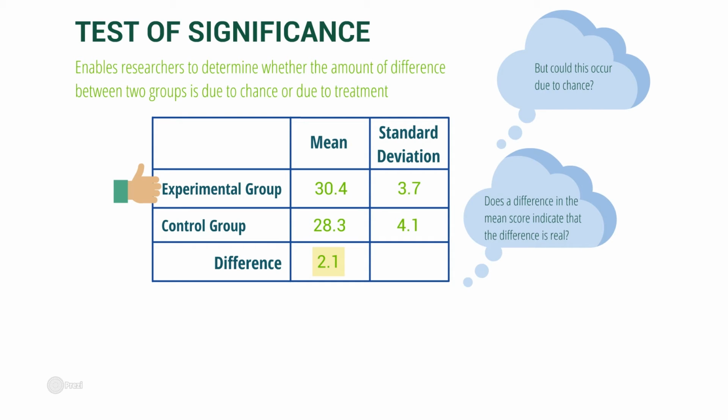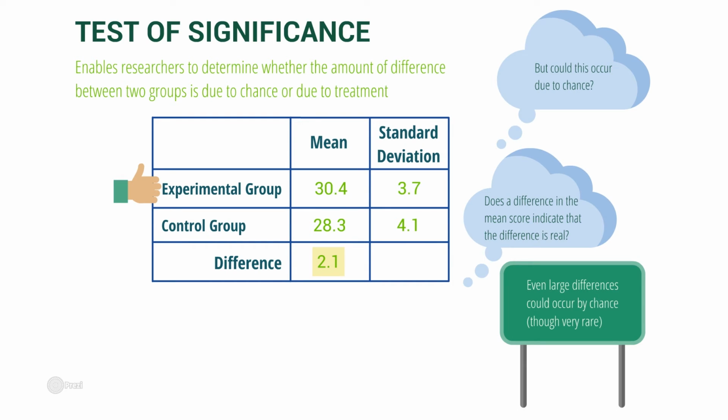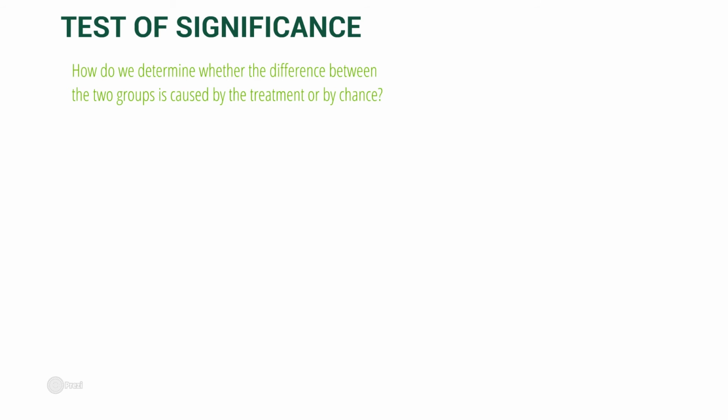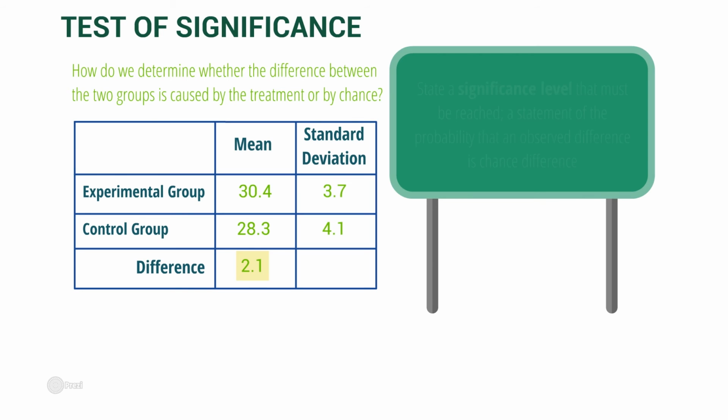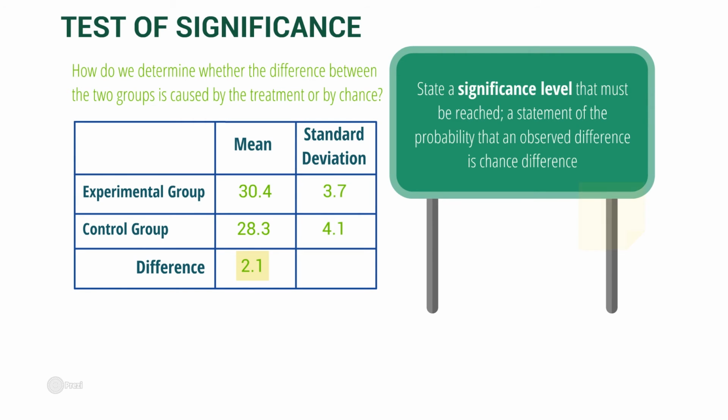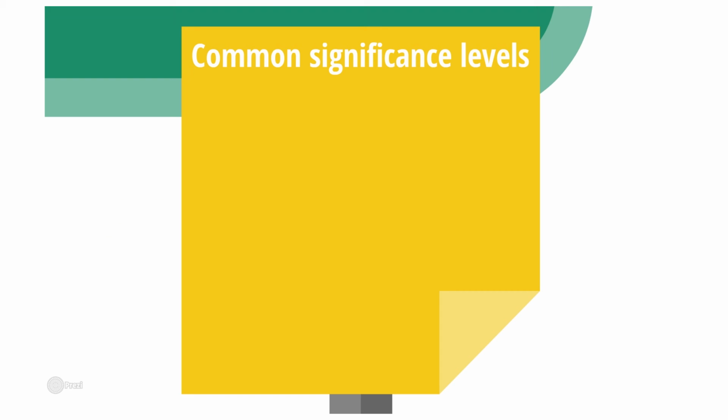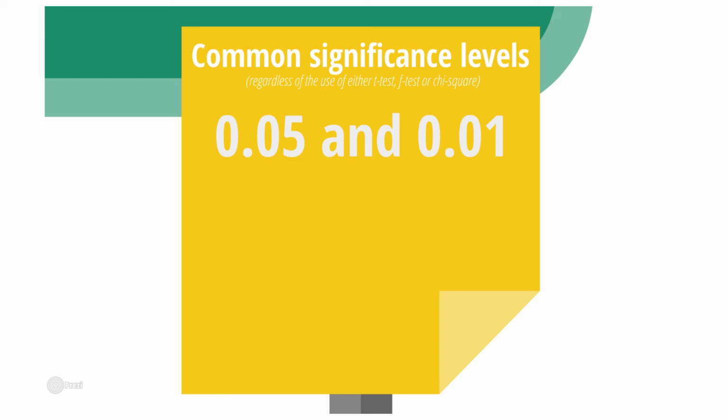Does a difference between the mean score of the experimental group and control group indicate that the difference is real? Even large differences could occur by chance, although the probability of this happening would be very low. The most common practice to determine whether the difference between the two groups is caused by the treatment or by chance is to state a significance level that must be reached, which is a statement of the probability that an observed difference is chance difference. The most common significance levels are 0.05 and 0.01, regardless of whether you are using the t-test, f-test, or the chi-square.